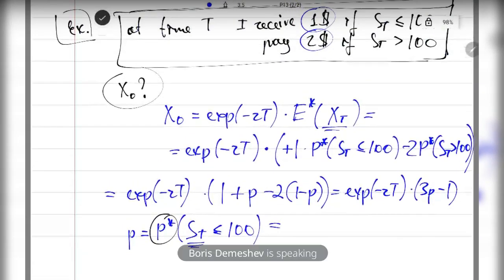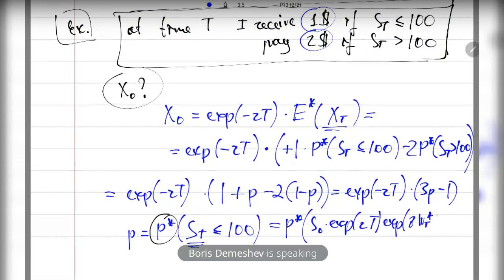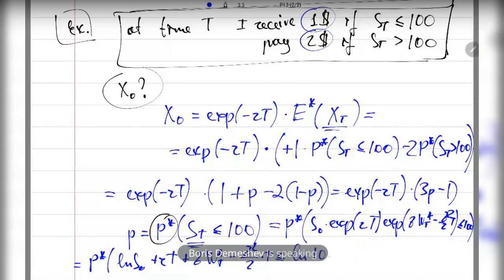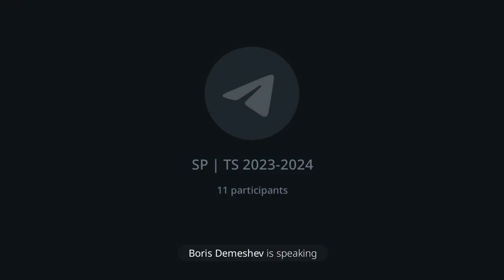Okay, that is probability star that S0 times exponent RT times exponent sigma WT star minus sigma squared over 2 times t is less than 100. I take the logarithm inside my probability. Hence, I will get log S0 plus RT plus sigma WT star minus sigma squared over 2 times T is less than logarithm of 100. And we need to calculate this probability.